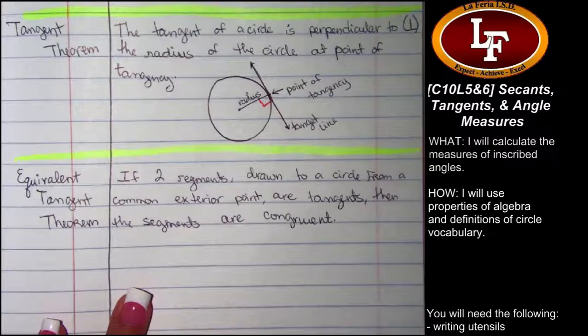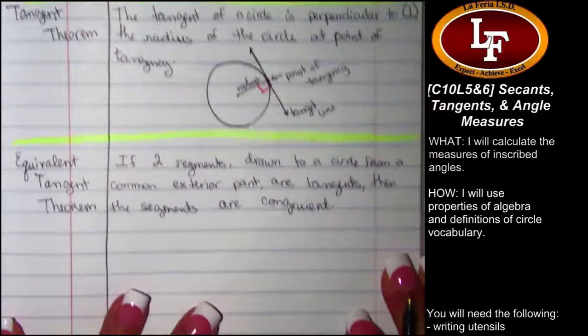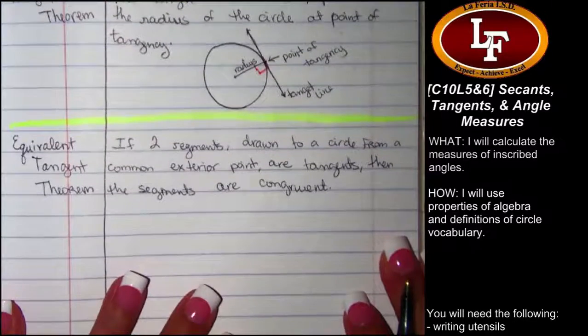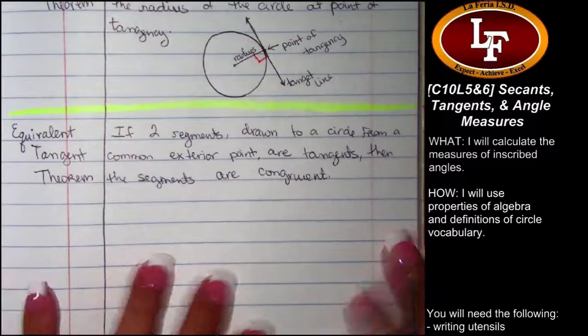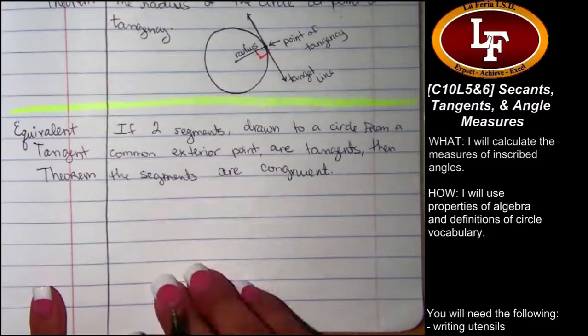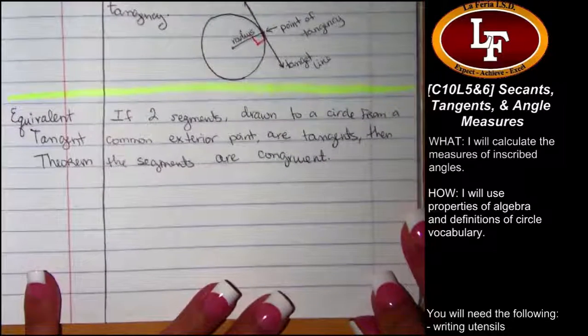I totally misspelled congruent. I think I put a W in there. Sorry. Don't hate me.